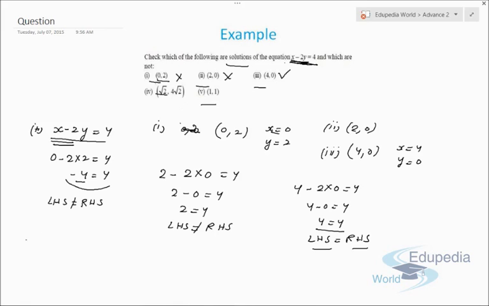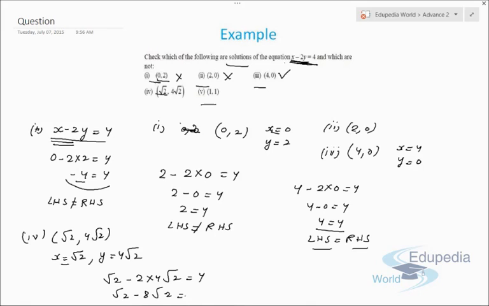Now let's check the fourth value. The fourth is given as root 2 and 4 root 2. Clearly for this, X is root 2 and Y is 4 root 2. When we put the values of X and Y in this equation, we get root 2 minus 2 into 4 root 2 equals 4. We get root 2 minus 8 root 2 equals 4. So we can clearly see that LHS is not equal to RHS. So this is also not a solution of this equation.